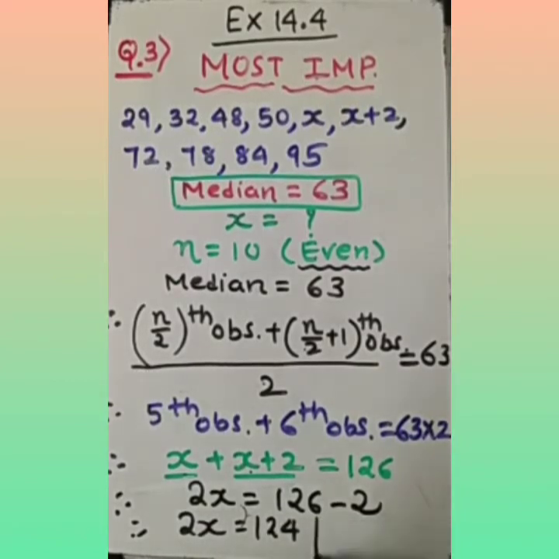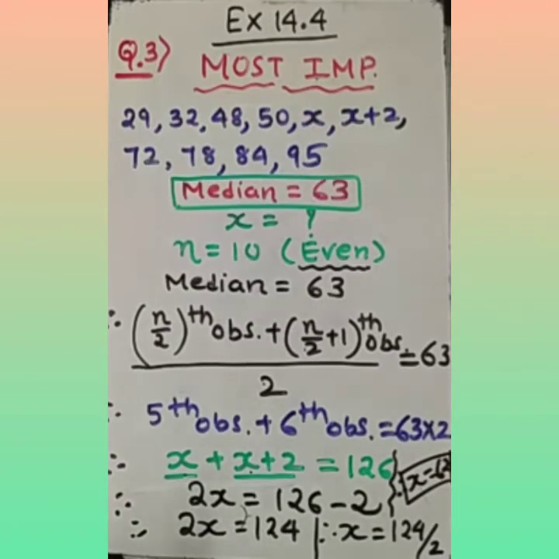And as you know, dear student, 2x equals 124, so it will be divided by 2. So 124 divided by 2. The answer is, therefore, x equals 124 divided by 2, which means 62. What is the value of x? That is 62. So x equals 62. That is the final required result, as we were asked to find the value of x here. The value of x is coming 62. This is the complete solution of question number 3.